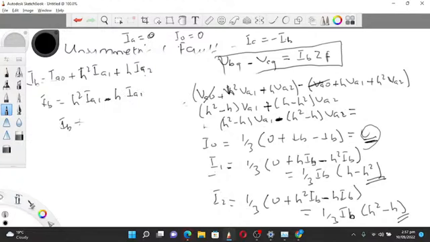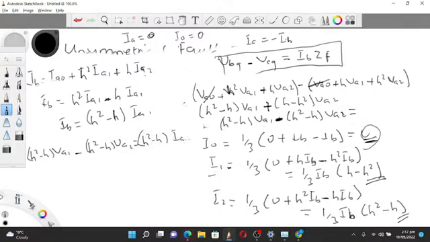That means IB can also be given as h squared minus h IA1. If I put everything together, I'll have (h squared minus h) VA1 minus (h squared minus h) VA2 equals (h squared minus h) IA1 ZF. So I divide by h squared minus h, and I'll get VA1 minus VA2 equals IA1 ZF.